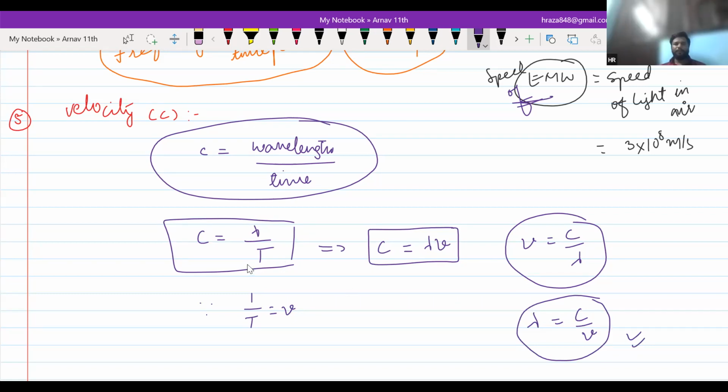This is the velocity part. Always remember that frequency is inversely proportional to lambda. So any wave which has more frequency has a lesser wavelength.